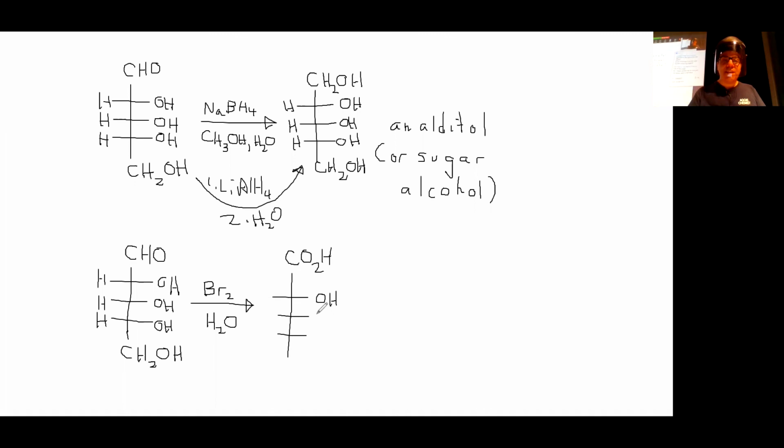And let me just make sure I'm not lying to you. Yes, so all this does, and again, I always found this very astonishing, it oxidizes the aldehyde group to a carboxylic acid group and doesn't touch anything else. Doesn't touch any of the other OHs on the chain, doesn't touch the primary alcohol at the other end. I think that's absolutely crazy, almost to the point of being unbelievable.